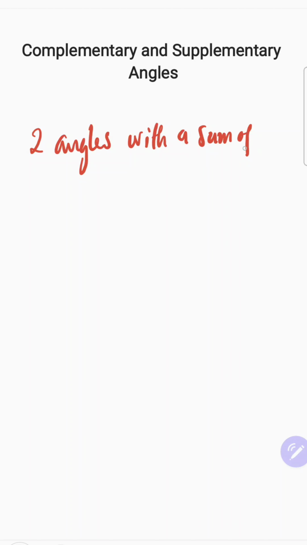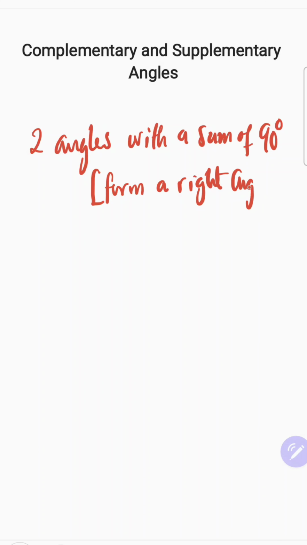I'll be explaining the complementary and the supplementary angles. Now, for the complementary angles, we say that two angles with a sum of 90 degrees. And one good thing about this is that these two angles form a right angle. Now let me show you what it looks like.